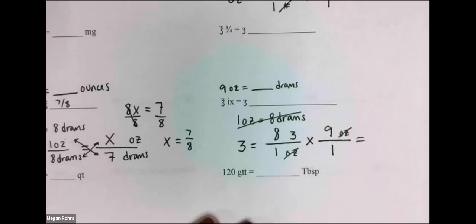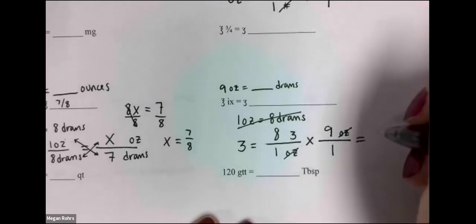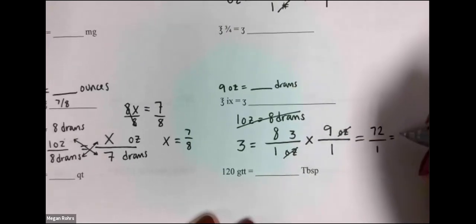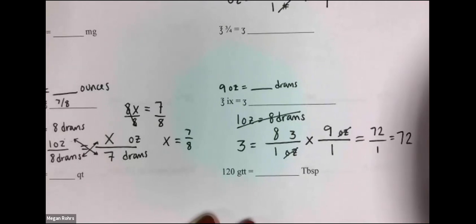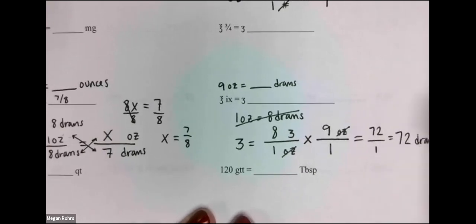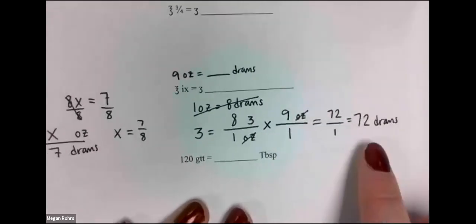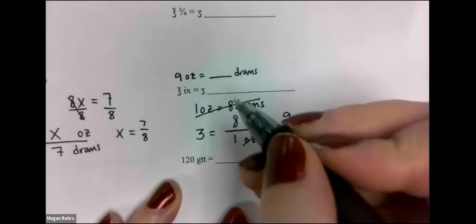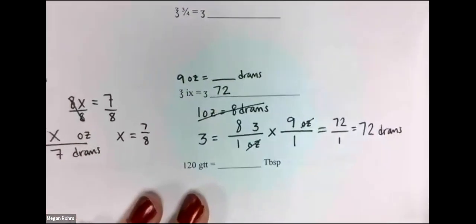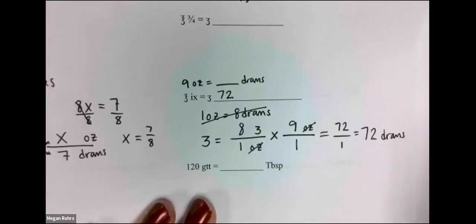So 8 times 9 gives us 72. 1 times 1 is just 1. So we're left with 72 drams. So 72 is more than 10, and it's not 20 or 30. So we can just leave that in Arabic numbers. So just regular 72 there.